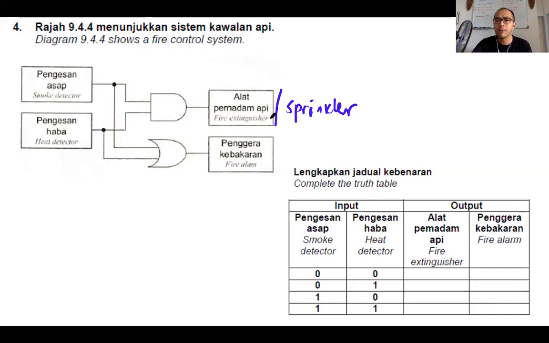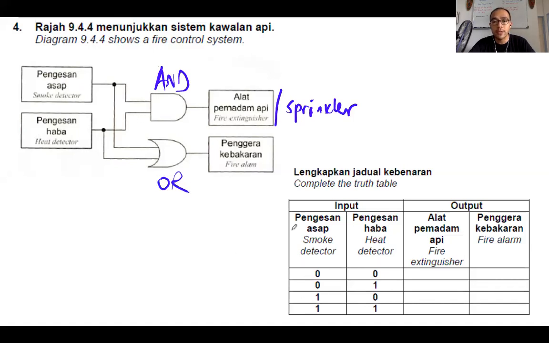Saya belum lagi pernah berjumpa automatic fire extinguisher. Most fire extinguishers I know are manually operated. But let's consider this is a combination of two. Both the smoke detector and the heat detector must go through the AND gate. This is the AND gate, and both the smoke detector and heat detector must also go through the OR gate.